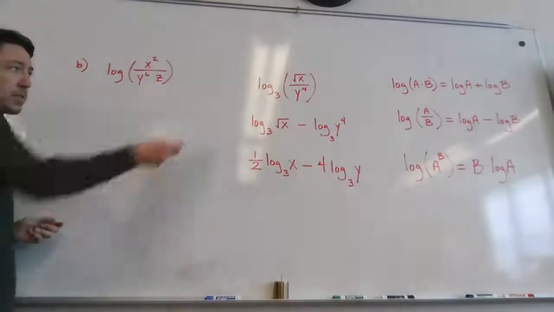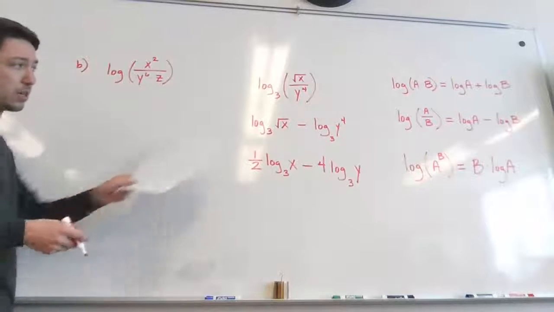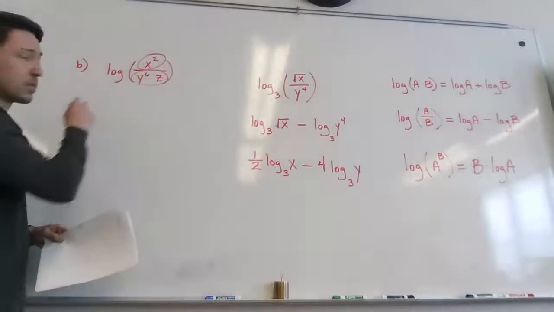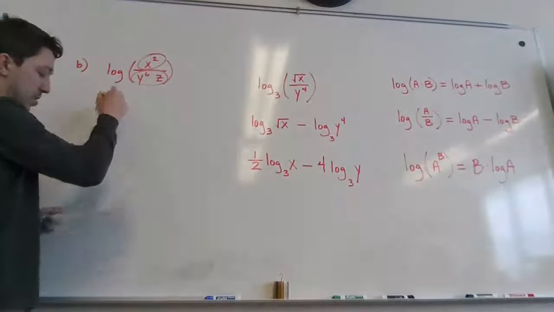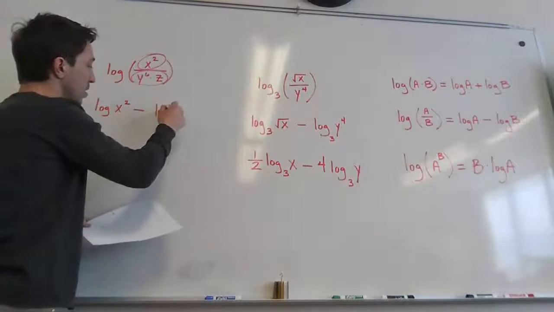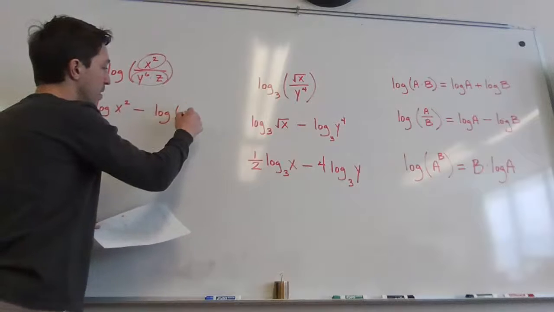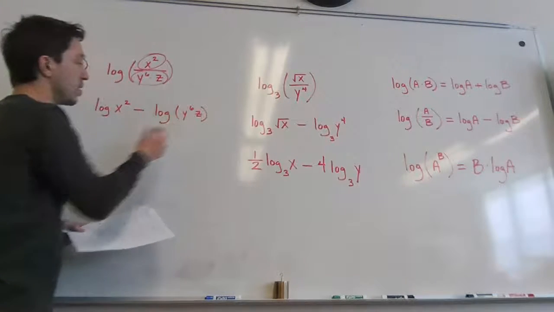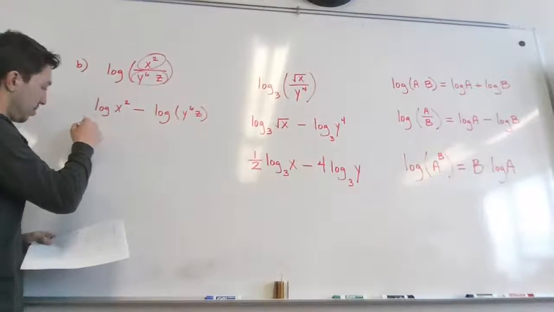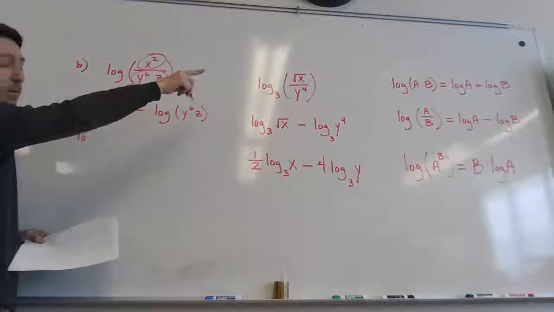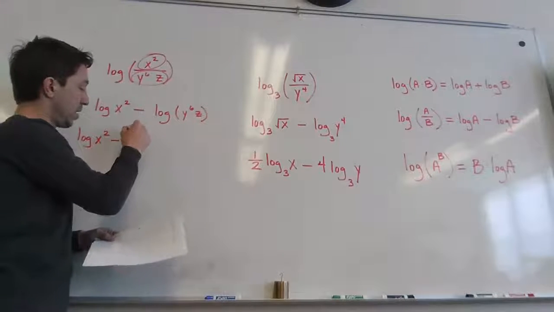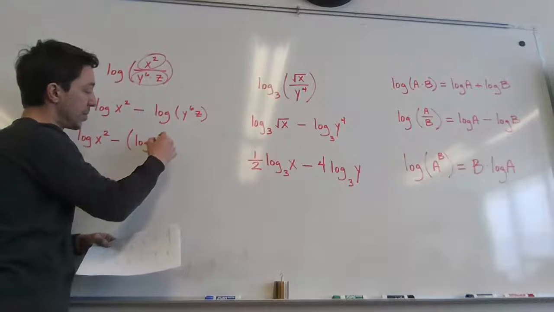What do you think is the first step to look at? Yeah, it's the middle one. I have a thing over a thing. So I've got log of x squared minus log of y to the 6th c. Oh wait, what can I do with this guy? Break that guy apart using the top property. Now here's the thing, this is the part that the mistakes usually happen on.